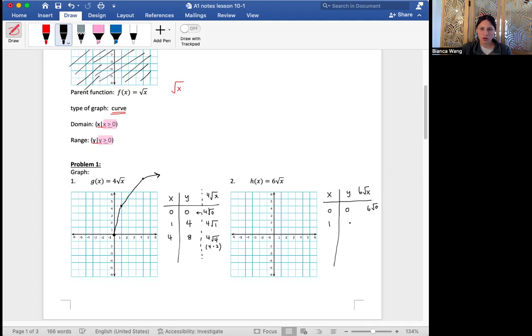And then let's do 1 as our input. So this would be square root of 1. 6 times square root of 1 is just 6. And so my graph, I'm not even going to be able to fit this on here because it's going to be 0, 0, and then 1, 6, which is way up here, and it's going to kind of be stretched out. And it'll look kind of like that. Okay.